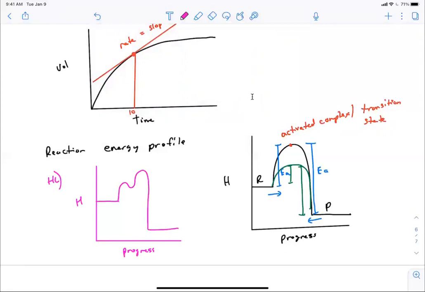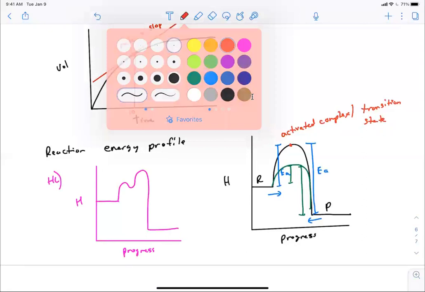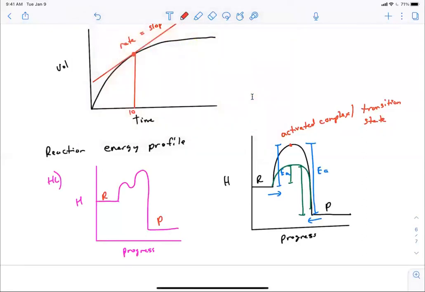So this is a multi-step reaction because there's two transition states: reactants, products. What you have to understand is that this step here is the slow step in the reaction. The slow step is always the part that has the highest activation energy. So the activation energy of the reaction is based on that step. Okay, the slow step, the rate determining step, both those terms.